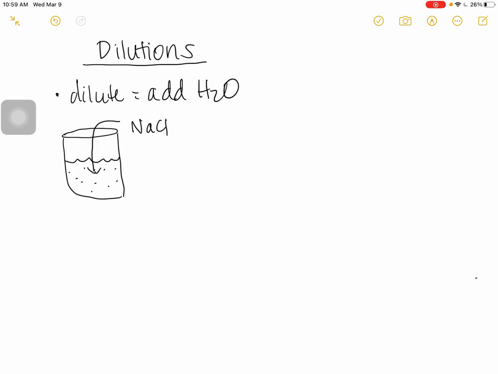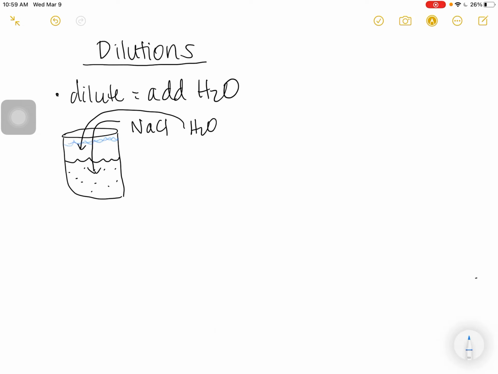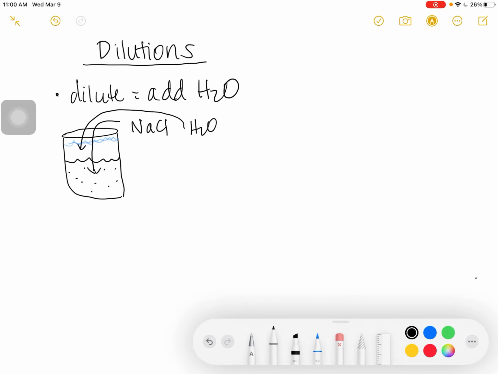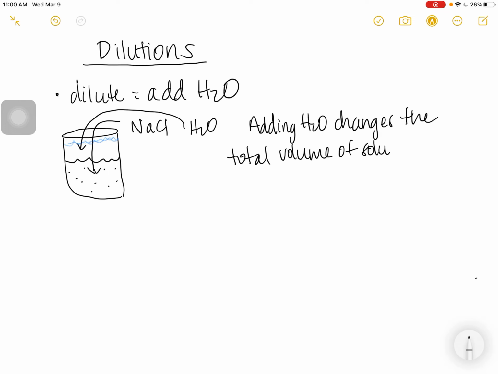Okay, so then if I wanted to dilute it by then adding more water, let's talk about what would change. So I add more water, okay? So what has changed in this beaker? Well, adding water changes the total volume of the solution, right? It went up. So, maybe I had 50 mils in there and I added 15 more mils.